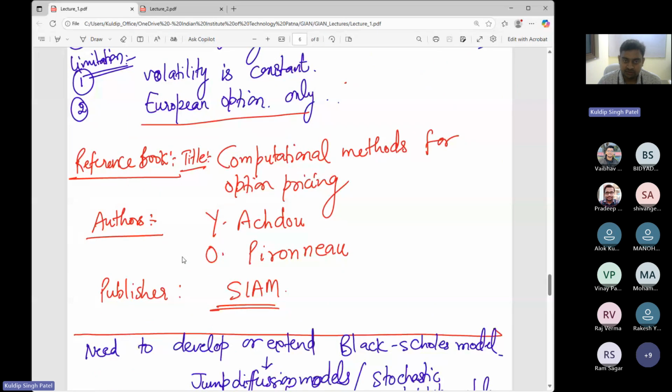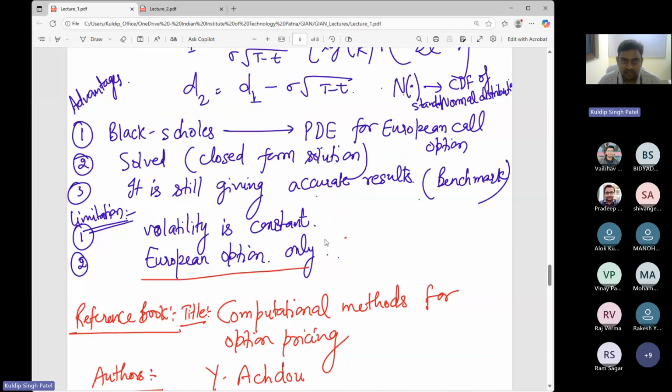Someone asked if I can suggest one book. I suggested one book on computational methods for option pricing. This book is fantastic. You can go through it.